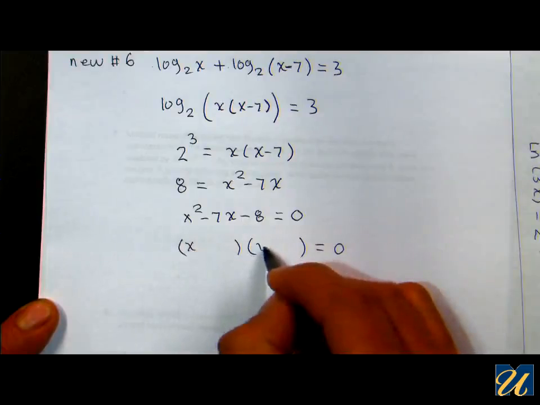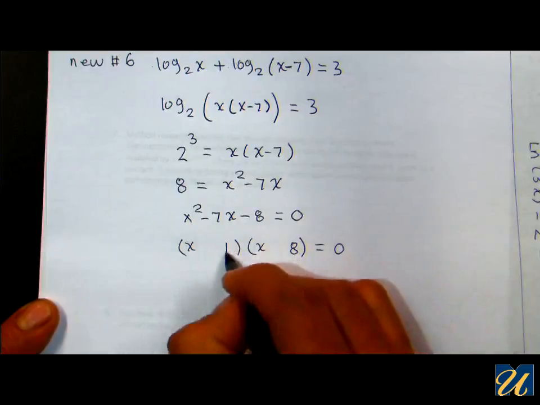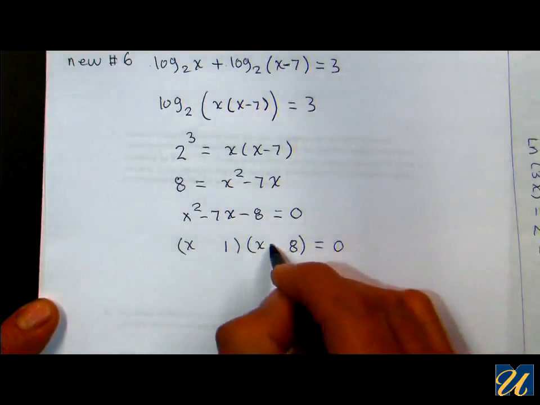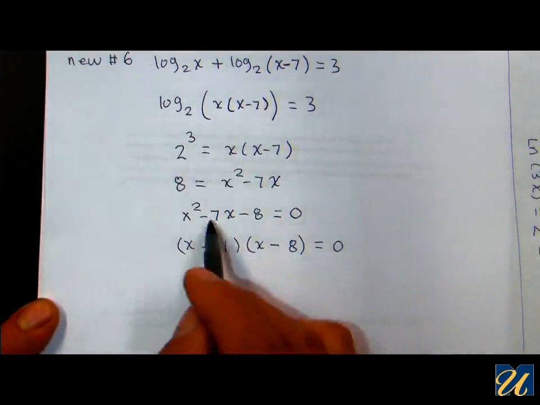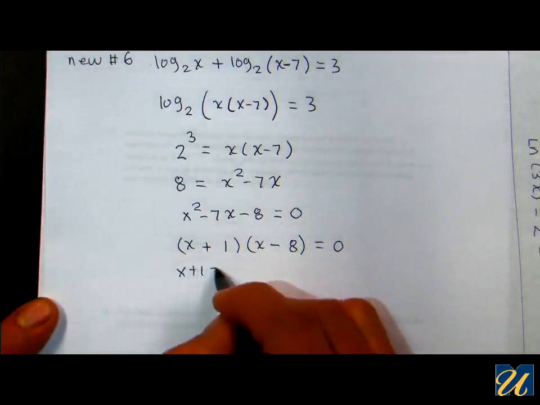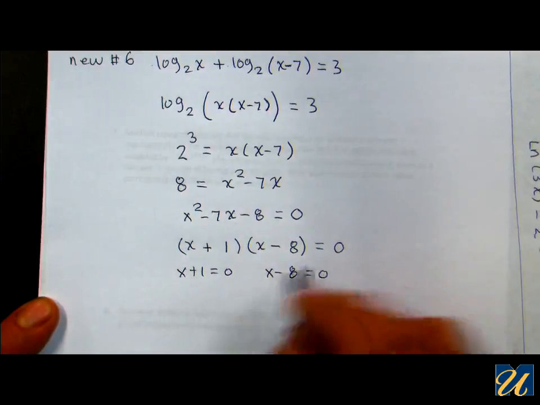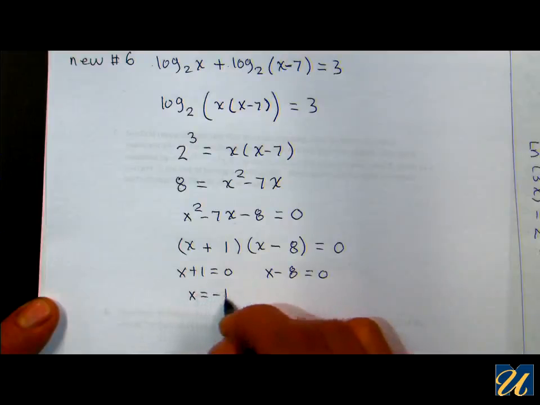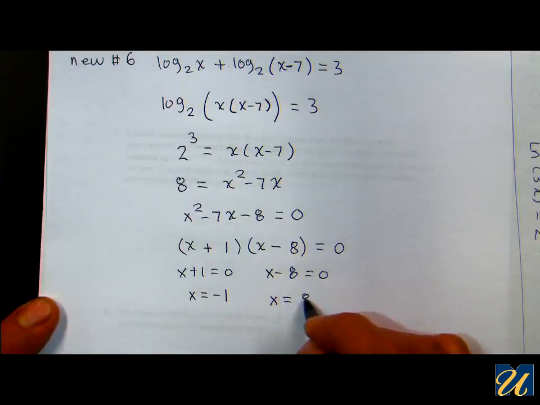x times x would be x squared. Factors of 8, 8 and 1. So if we use a negative 8 and a plus 1, that would produce the middle term there, negative 7. So setting each piece to 0 gives us two proposed solutions, x equals negative 1 and x equals 8.